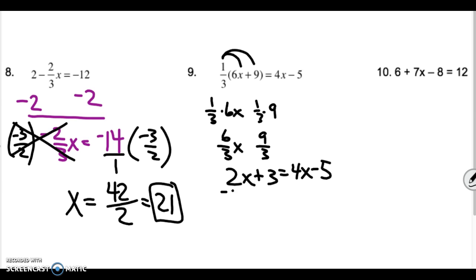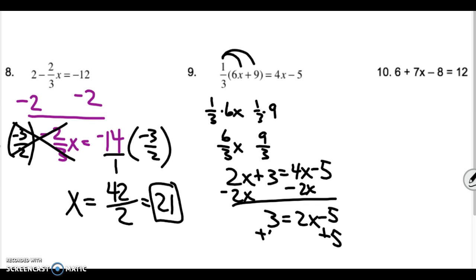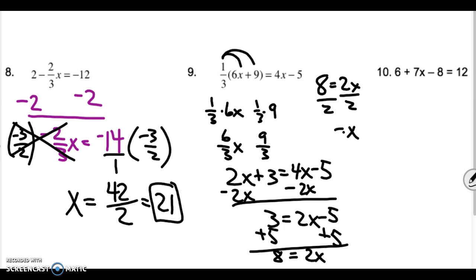All right, now this one looks more like question 7 on the previous row. So now we're going to go minus 2x. And we're going to have 3 is equal to 2x minus 5. And then we're going to go plus 5 and plus 5. And you're going to have 2x equals 8. And then when you divide by 2, it equals, x is equal to 4.